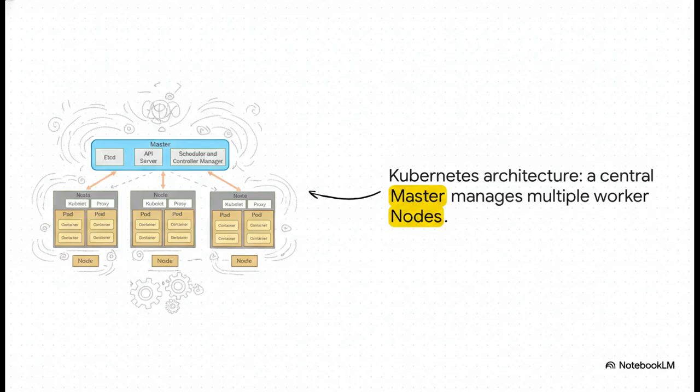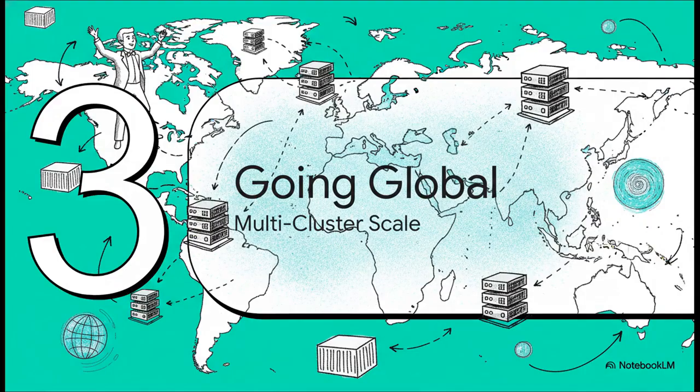No human intervention needed. Okay, so Kubernetes is awesome for managing a whole fleet of containers in one place, like one data center. But what if you're Netflix? What if you're Google? How do you take this incredible model and apply it not just in one location, but across the entire planet to serve a global audience?